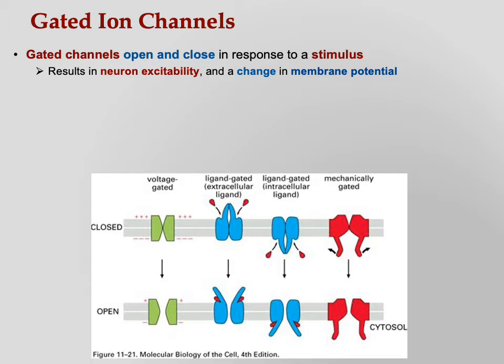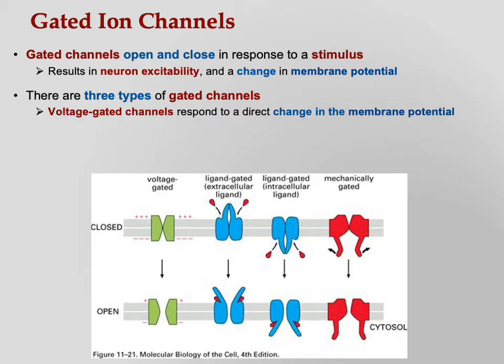So remember, an ion channel, when it's open, will allow charged electrical particles, ions, to flow across. That's going to change electricity. That's going to create electrical current. That's going to change the membrane potential. And that's how the nervous system works, because it's your body's electrical system. So there are three kinds of gated channels.